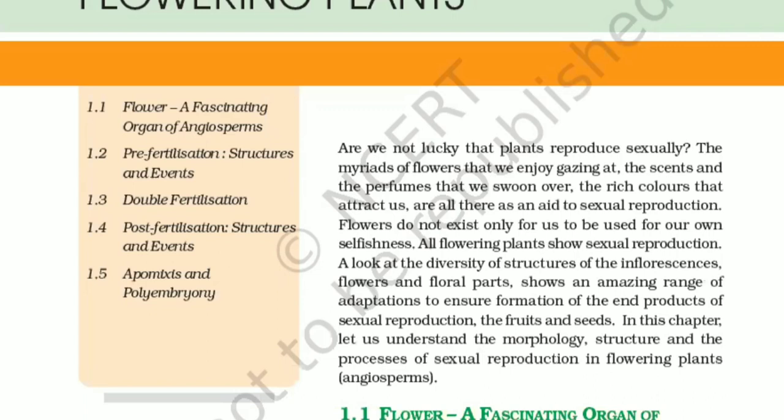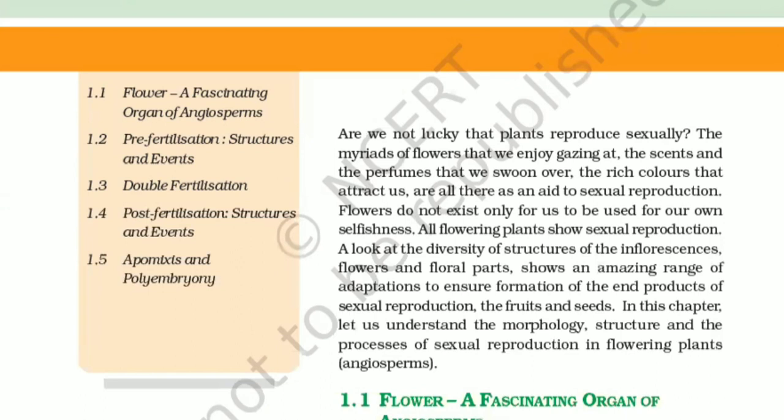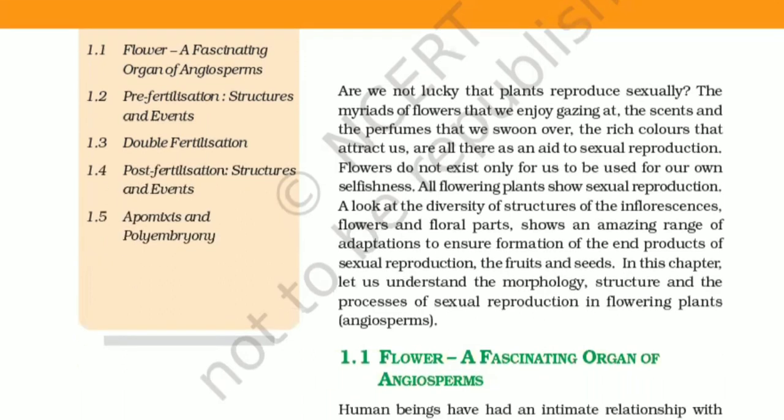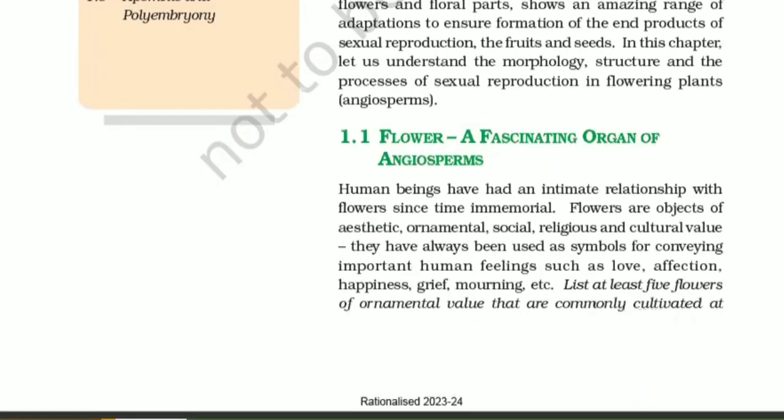Flowers do not exist only for us to be used for our own selfishness. All flowering plants show sexual reproduction. A look at the diversity of structures of the inflorescences, flowers, and floral parts shows an amazing range of adaptation to ensure formation of the end products of sexual reproduction, the fruits and seeds. In this chapter, let us understand the morphology, structure, and the processes of sexual reproduction in flowering plants.